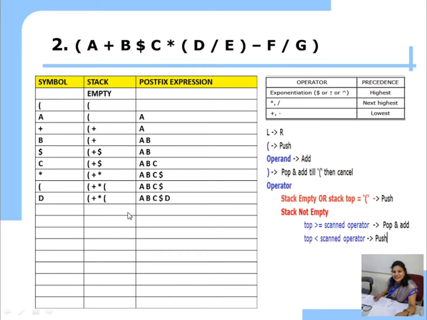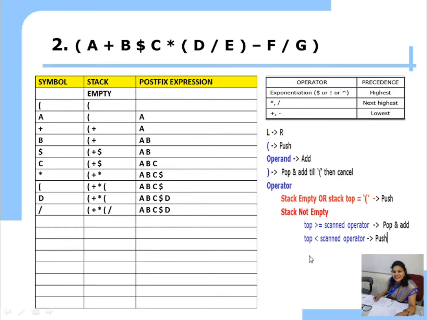It will remain unchanged. After D, there is one operator, that is slash. So if an operator is encountered, then there will be three conditions: your stack will be empty, your stack will not be empty, or your stack top has the left parenthesis. See here, stack top is having the left parenthesis. So what are we going to do? We are going to push it. After pushing the division sign, your stack will contain left parenthesis, plus, multiplication sign, left parenthesis and the division sign. The postfix expression remains unchanged.